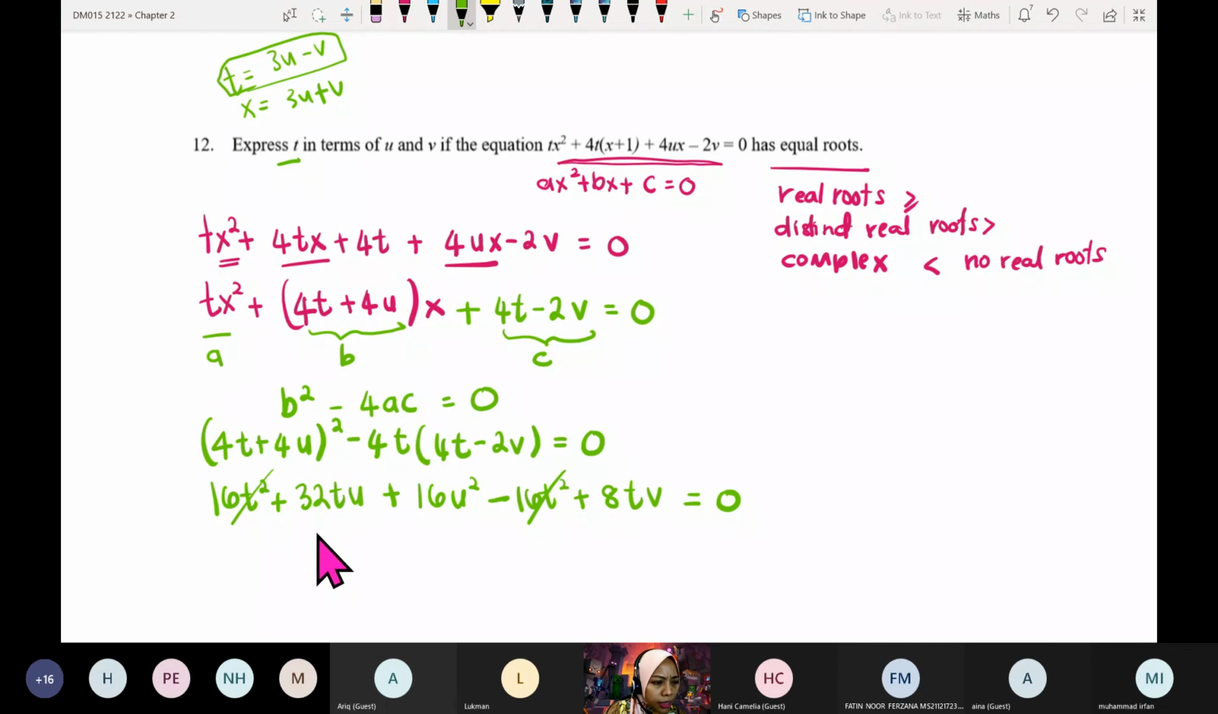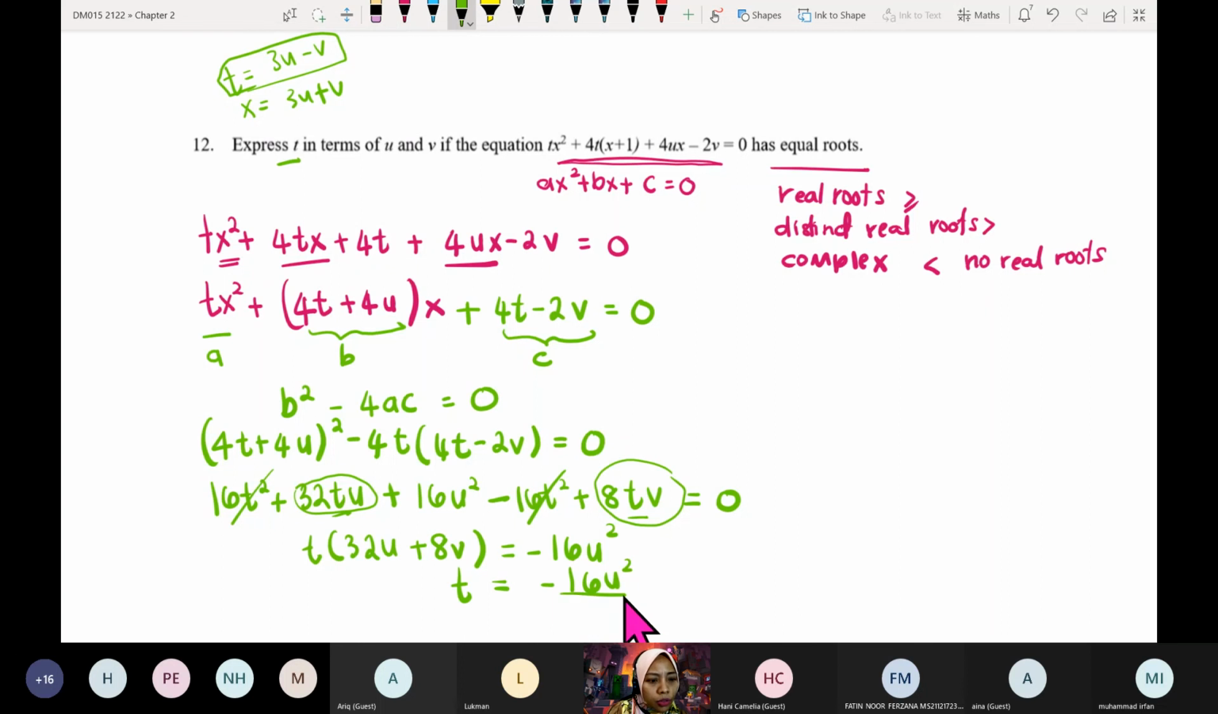So now what we have is, okay, now we want to factor T. Okay, so take out T: 32U plus 8V. Okay, I've already solved this part. You see this 32U and 8TV, and then equals negative 16U square. So now T is equal to negative 16U square over 32U plus 8V. Can it be simplified?